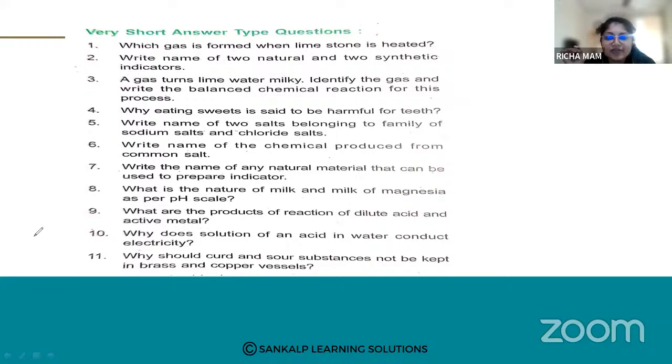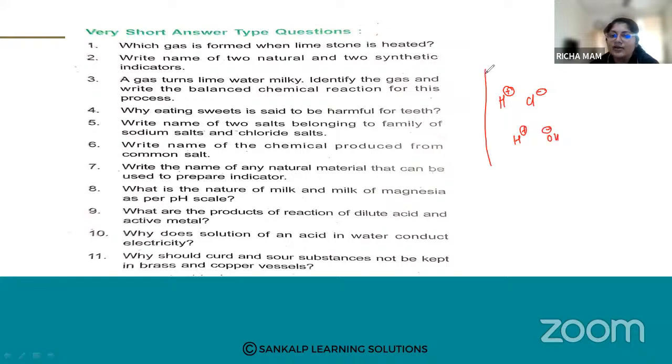Why does a solution of an acid in water conduct electricity? Acid. Suppose I have HCl and I have added it in water.